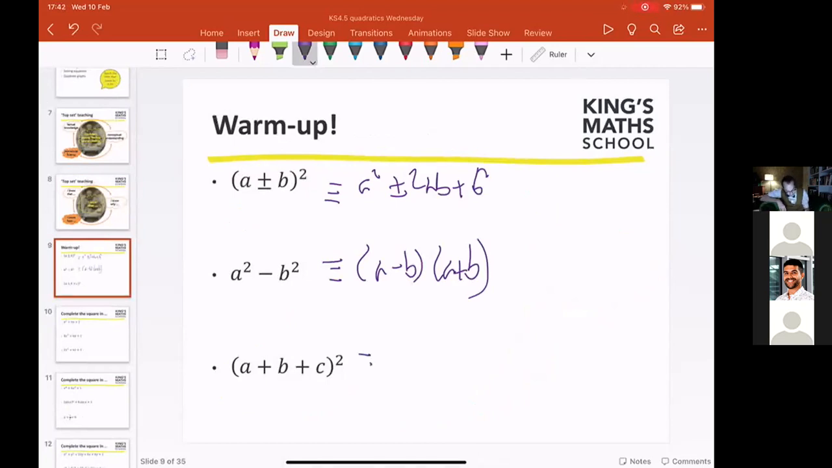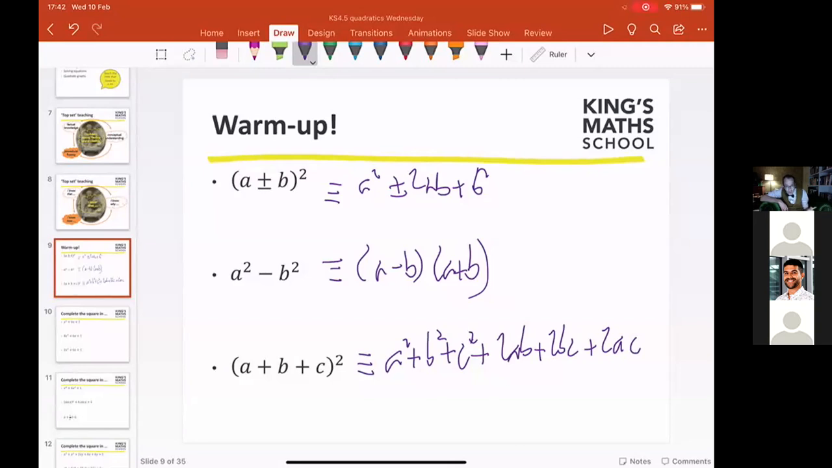And then this one's a little bit harder. It is a squared plus b squared plus c squared plus 2ab plus 2bc plus 2ac, or indeed perhaps even 2ca, to keep the pattern going. And the way you remember it is, if it was a plus b all squared, it'd be a squared plus b squared plus 2ab. If it was b plus c all squared, it'd be b squared plus c squared plus 2bc. And if it was a plus c all squared, it's kind of all of those put together: a squared, b squared, c squared, 2ab, 2bc, 2ac.